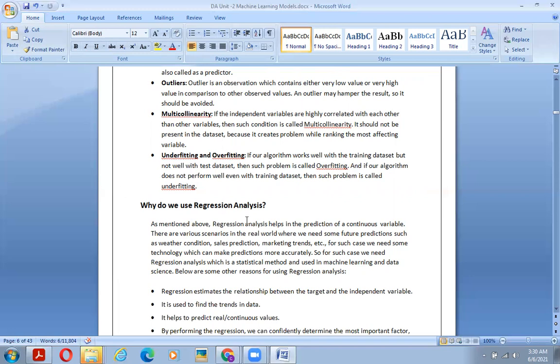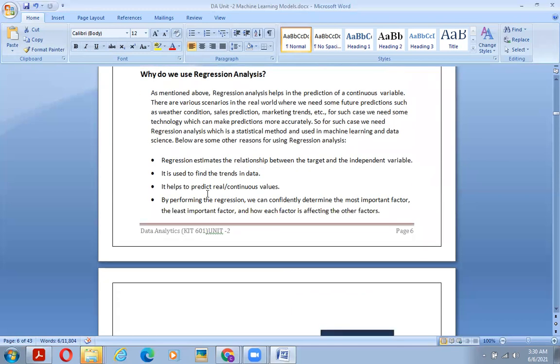Next is why do we do regression analysis? As mentioned above, regression analysis helps in the prediction of a continuous variable. There are various scenarios in the real world where we need some future predictions, such as weather conditions, sales prediction, marketing trends, etc. For such cases, we need some technology which can make predictions more accurately. So we need regression analysis, which is a statistical method.